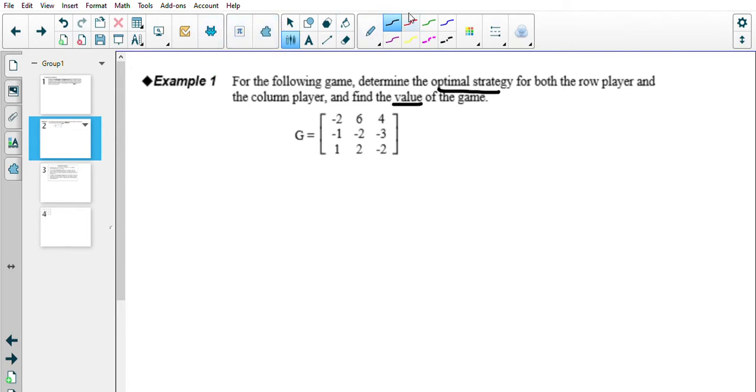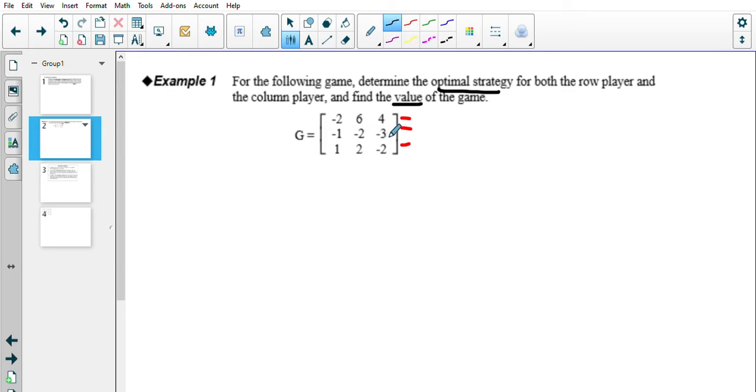So we're going to use the strategy of dominance. We're going to examine the three rows and see if there's any row that's always worse than any other row, right? So let's compare the rows. Well, look at row 1, -2, 6, 4. Okay, got a few good results there, 6 and 4. -2, not a great result. Look at our second row, -1, -2, -3. Okay, all not good results, all negative results, so that might not be a good option. And then look at our third row, 1, 2, -2. Okay, so it looks like probably the second row is going to be the worst row because they're all negative.